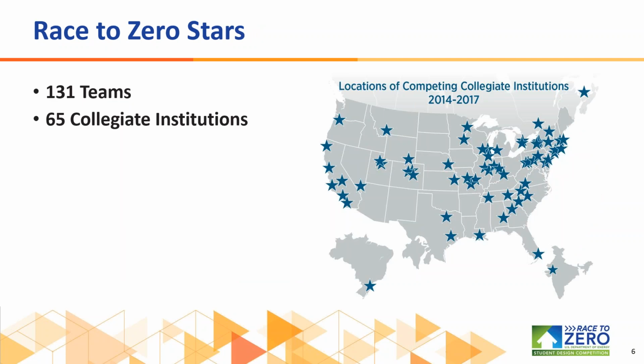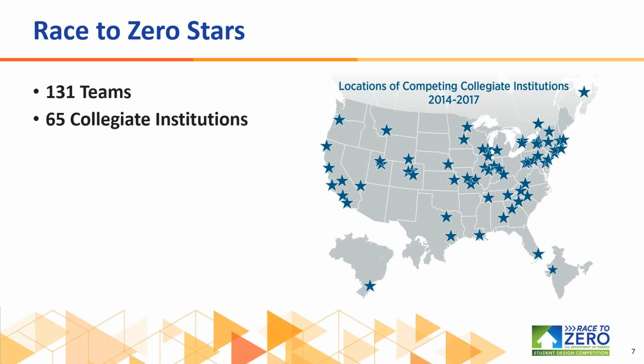So moving on to the Race to Zero stars, this is a map showing that since 2014 through 2017 there have been 131 teams that have been part of this Race to Zero competition. That includes 65 different collegiate institutions. And as the cluster of stars show on this map, we're well represented across so much of the country and in a number of international countries as well.